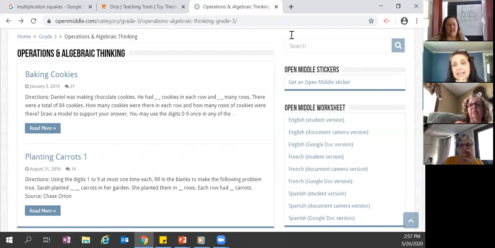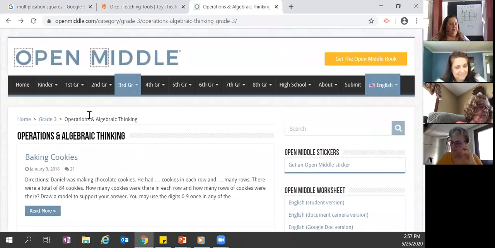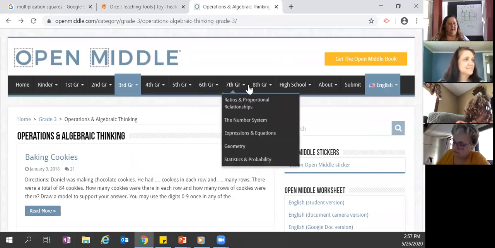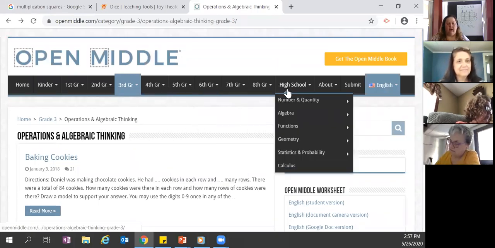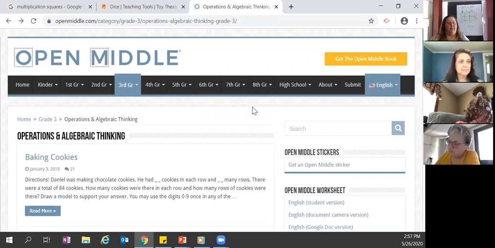Jen, the question I have is, is Open Middle free to use? Yes, I meant to say that this time. Yes, Open Middle is a free resource. And again, you have all the different grade levels up here. It goes right up through 8th grade, high school. You can find the different strands, but it is a free resource to use.